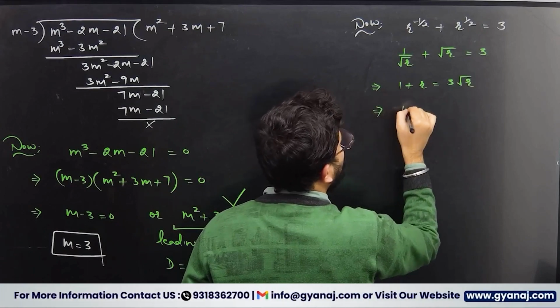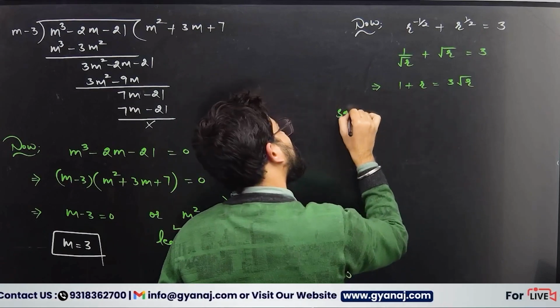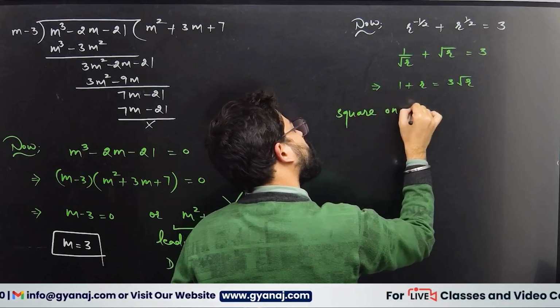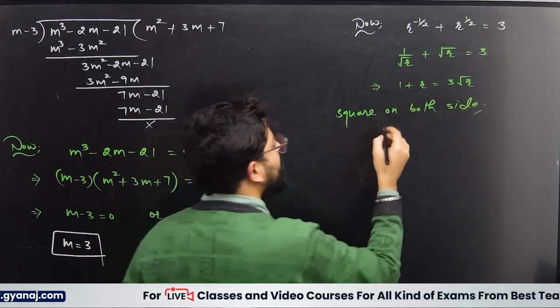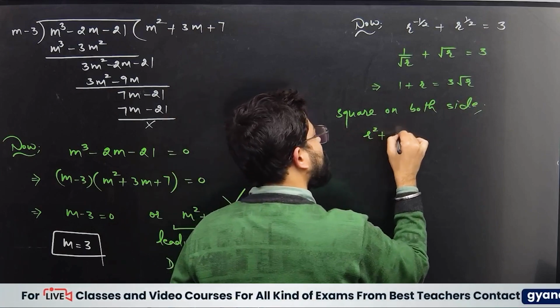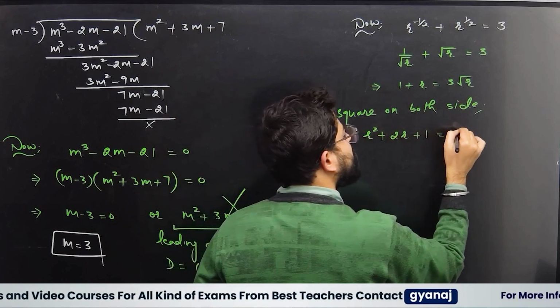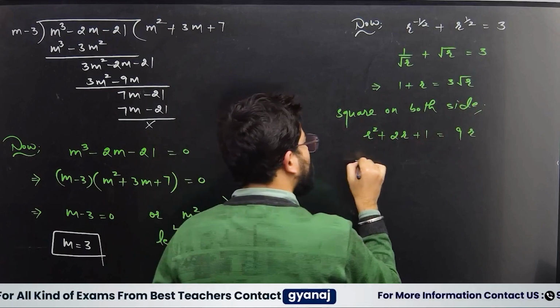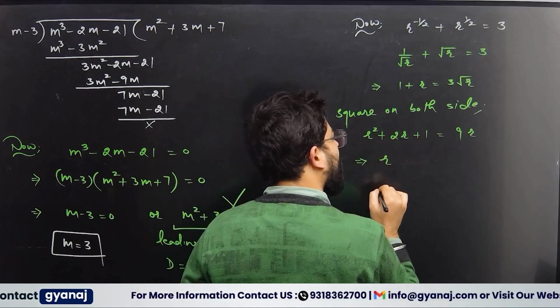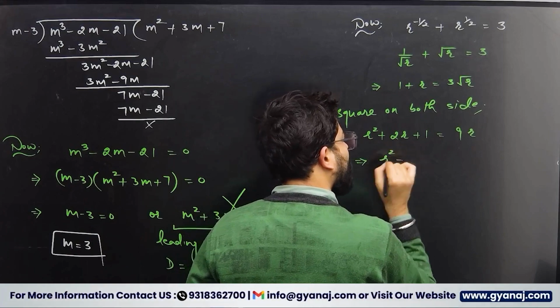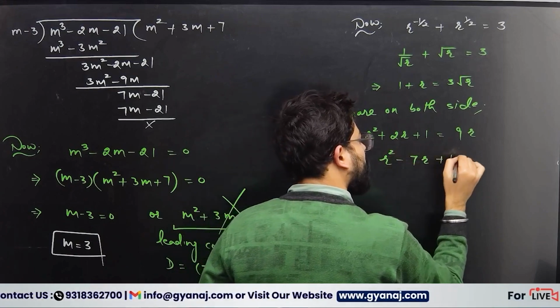When you take the square on both sides, you will get what? Square on both sides. Let's write it. So you will get r square plus 2r plus 1 is equal to 9r. So it means r square minus 7r plus 1 is equal to 0.